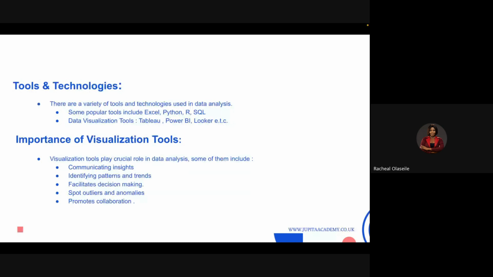So it facilitates decision making. Just by looking at your bar chart, you can tell your product or anything that is doing well and the one that is not. And then you can identify patterns and trends. It helps you to spot outliers just by looking at it. You can know the particular data that is probably off, you get. And then it promotes collaboration because once you can publicize your chart, everybody can have access to it and we'll be able to make the decisions that we want to make.